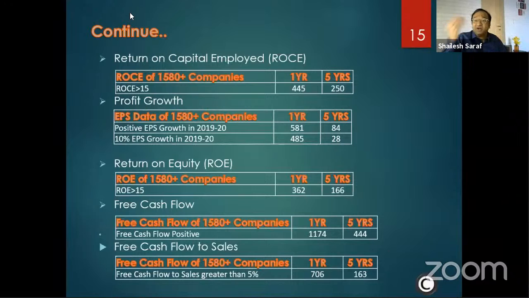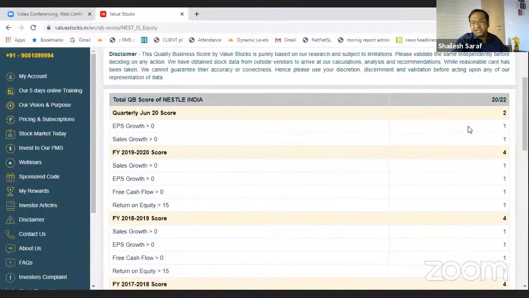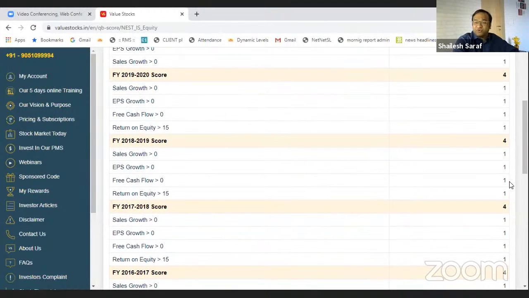Why has it got 20 out of 22? Nestle, Vikash. So if you see Nestle here, it is doing sales growth, it is doing EPS growth in the June quarter results. In 19-20, it has done sales growth and EPS growth. Despite COVID, it is still doing well in the June quarter. Last year also it got a score of 4. Then you go down. In 18-19, it got a score of 4. 17-18 got a score of 4.